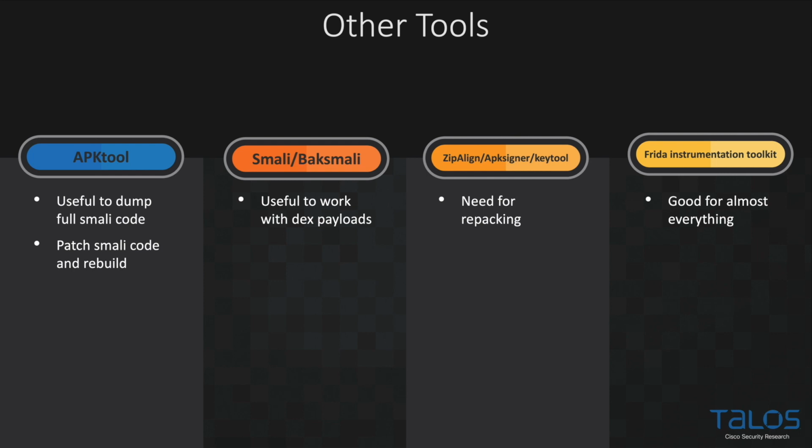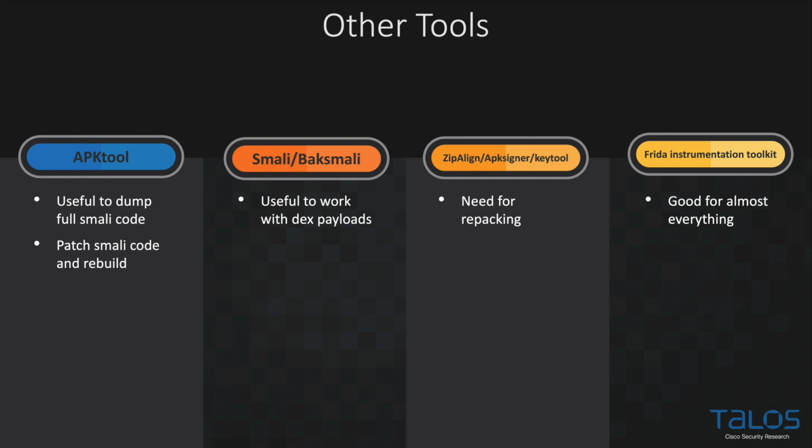So on other tools, we have APKtool that I've told you about. Smali and baksmali are useful because if you have a payload, which is just a DEX file, you won't be able to decode it with APKtool because it's not an APK, it's just a DEX. So smali and baksmali are the tools that are used for that. And actually, APKtool uses that.